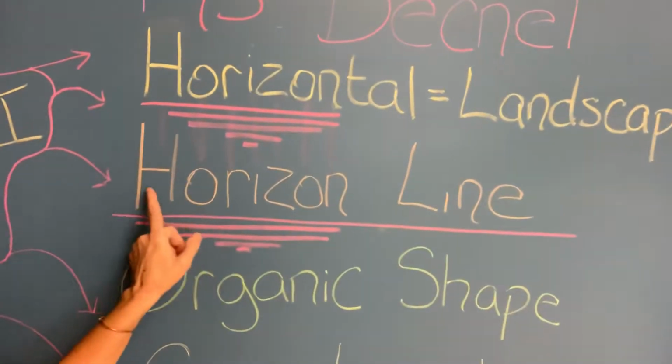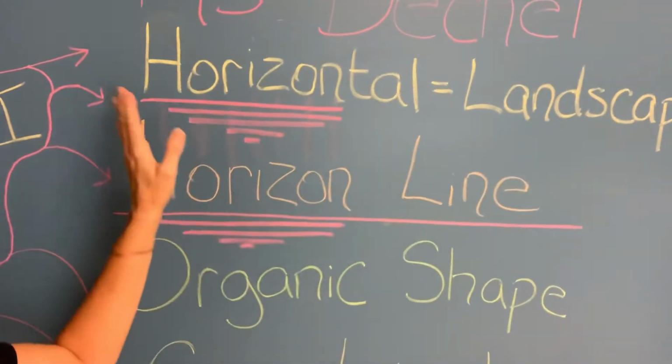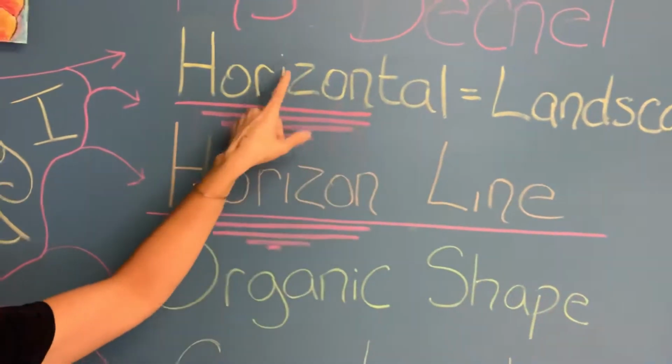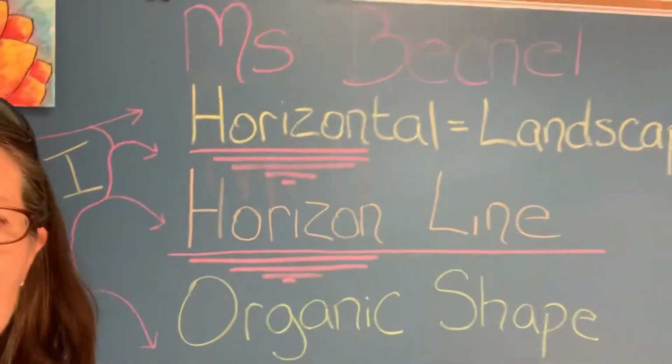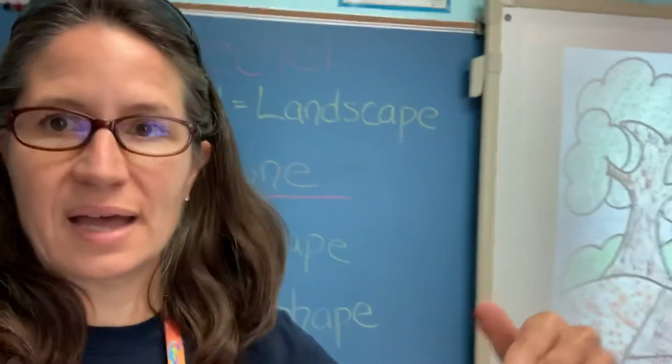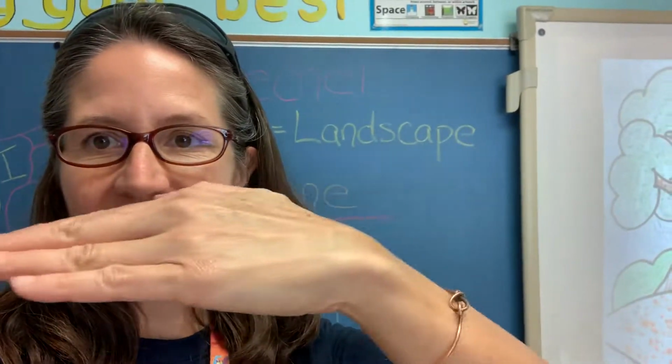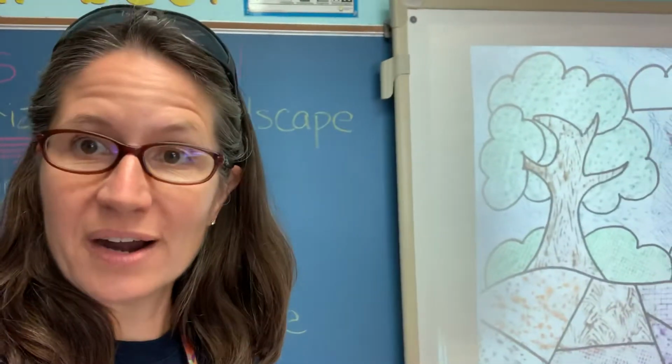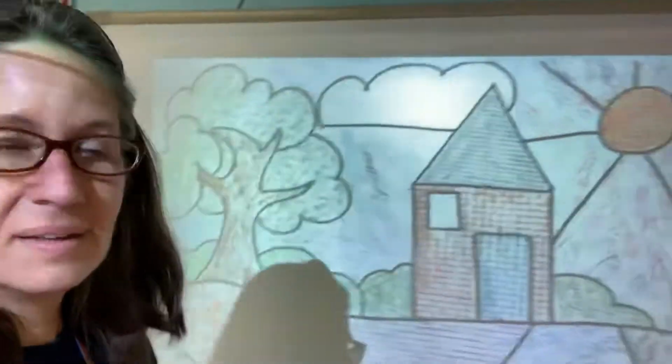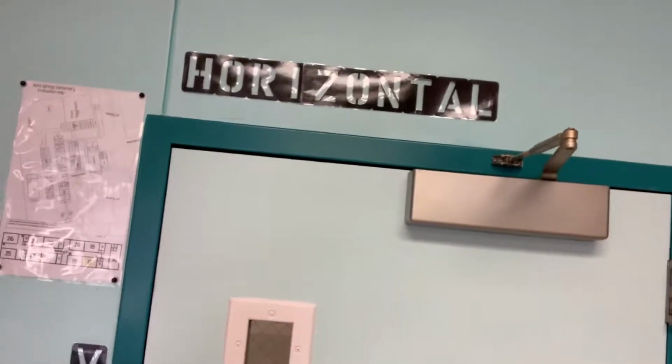And let's look at the word horizontal. Do you see that horizon and horizontal have the same word in it? Yeah, because the horizon line goes side to side. And in art, we call that horizontal.